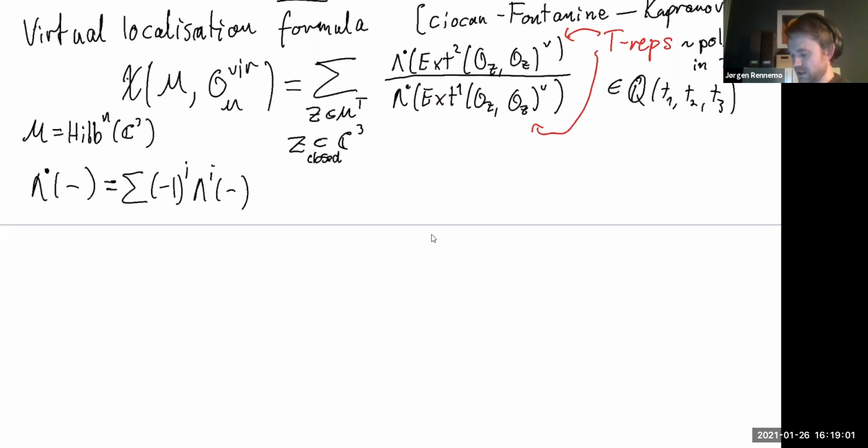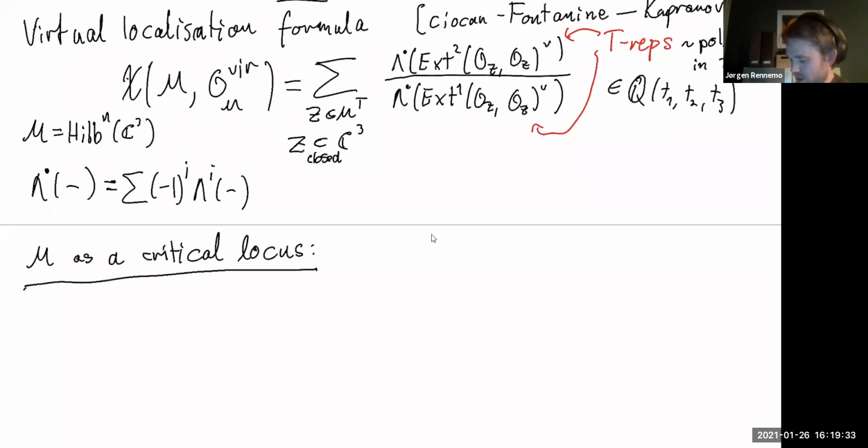this Hilb of C^3 is somehow the simplest possible moduli space of sheaves on a Calabi-Yau threefold. So in this particular setting, there's a very explicit model also for what the virtual structure sheaf is, which is technically useful. This comes about because you can see M as a critical locus. I know the goal now is to tell you explicitly what it is in a way which is useful.